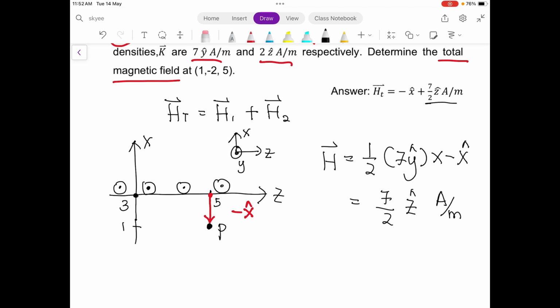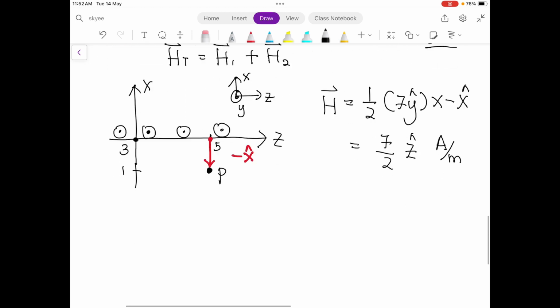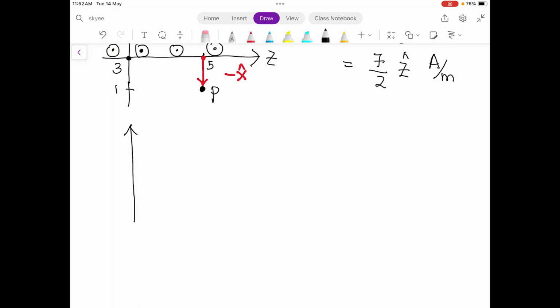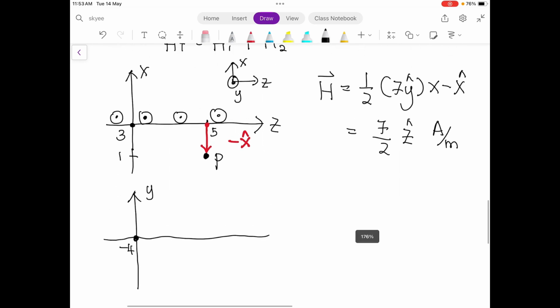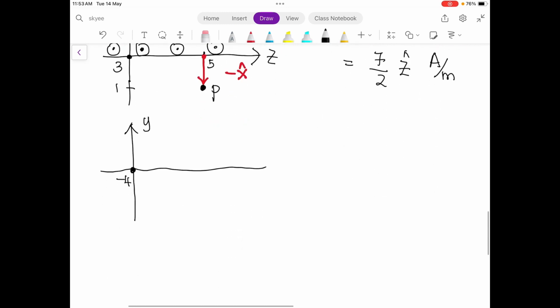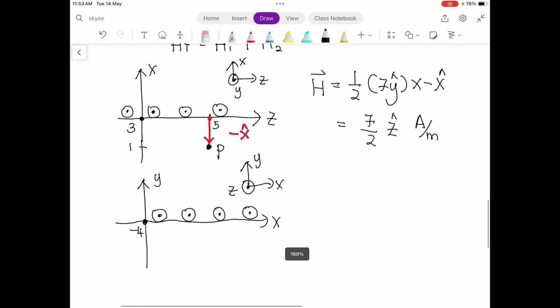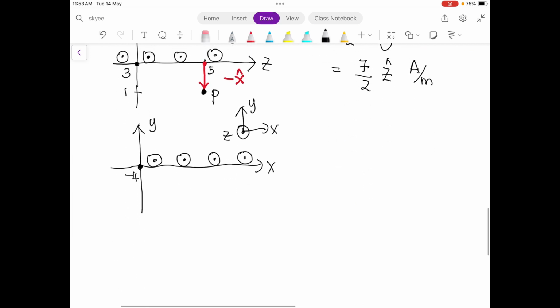Now we look at the second surface. The second surface is at the position y equals -4. So I draw another drawing. This is y, -4 I label here, so I will have my plane here. The current is flowing in the z direction, so I label z here. This is y, this is x, and this is z. The observation point is (1, -2, 5). 1 is here, -2 is here, so (1, -2) is somewhere here.